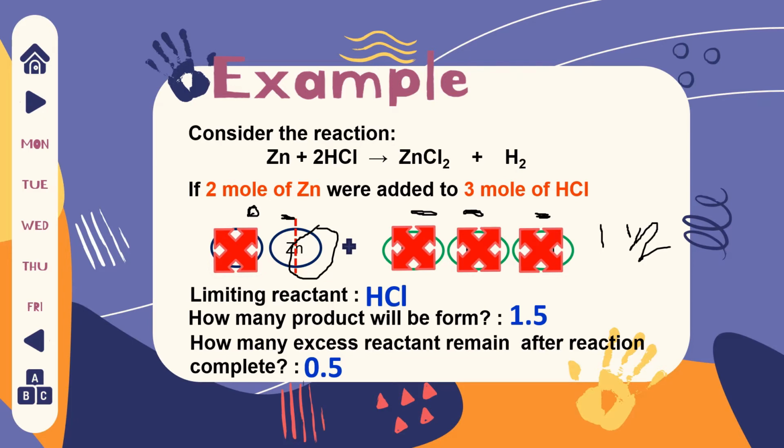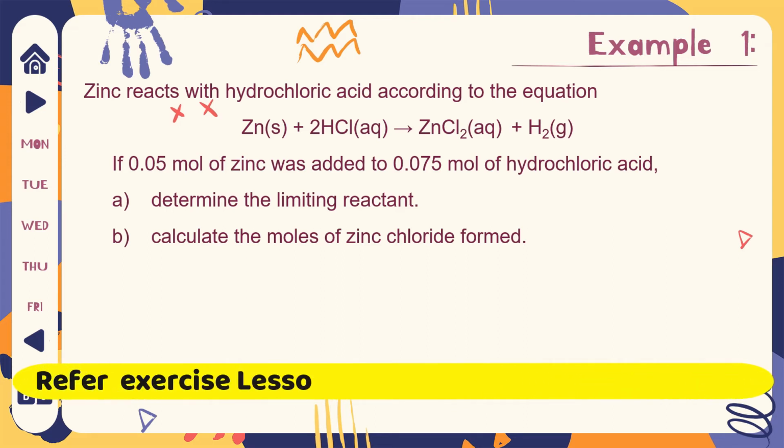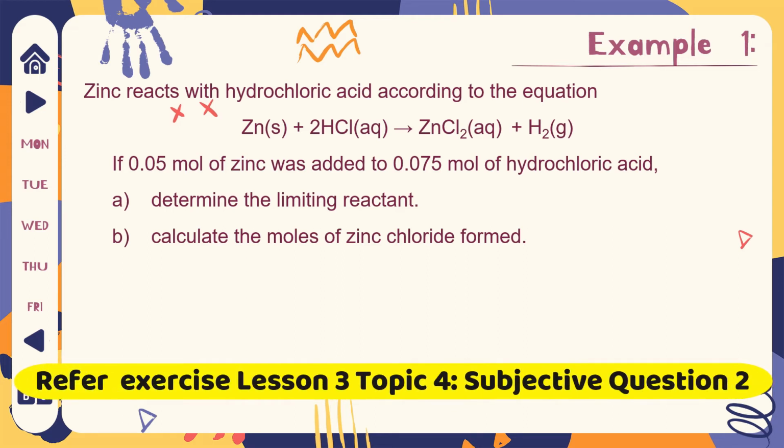Okay, we go to the calculation. How do we perform calculation? How do we determine the limiting reactant from calculation? So, for example 1, zinc react with hydrochloric acid according to the equation zinc plus 2 HCl produce zinc chloride plus H2. If 0.05 mole of zinc was added to 0.075 mole of hydrochloric acid, determine the limiting reactant.